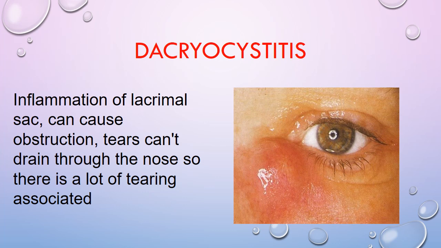Dacryocystitis. How do you remember dacryocystitis? This is inflammation. Remember, anytime you hear itis, inflammation. But what type of inflammation? This is inflammation of the lacrimal sac, and it can cause obstruction. So remember, the inner canthus is affected. There is a blockage, there is an obstruction, and this is as a result of inflammation of the lacrimal sac.